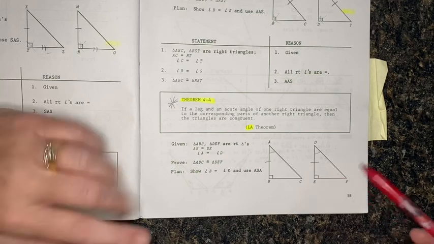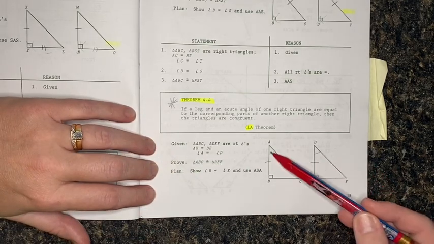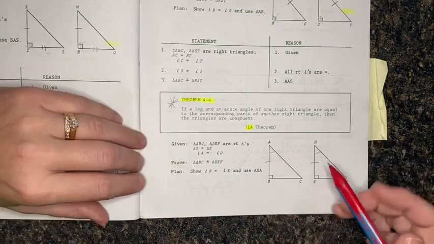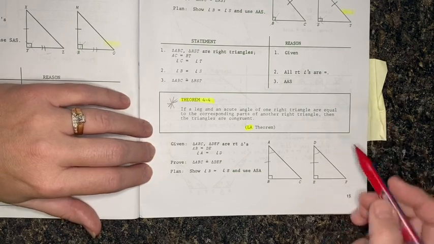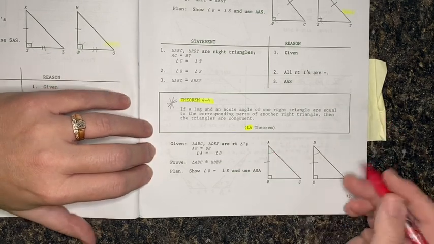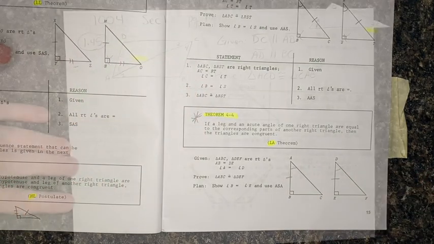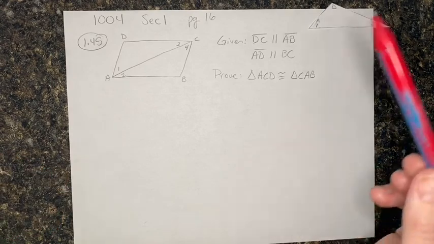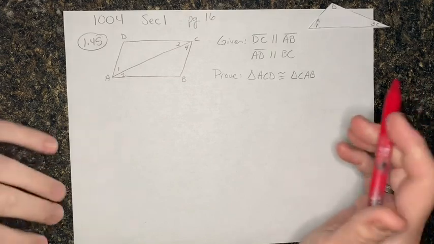So we have two right triangles, we have one leg of each equal, we have one acute angle of each equal, corresponding parts. We can use the LAW theorem to show that they are congruent. Leg, angle. All right, so those are our setups here for our right triangles. Now I'd like to go through a few proofs with you before we finish up this section. And so I'd like to start with proof 1.45.